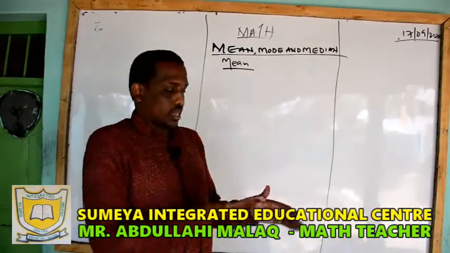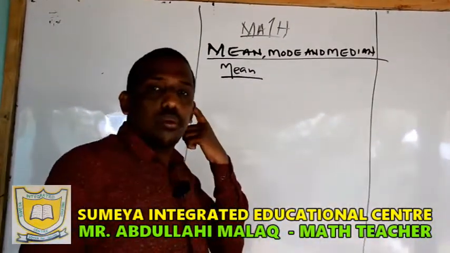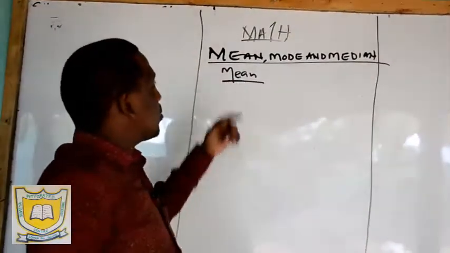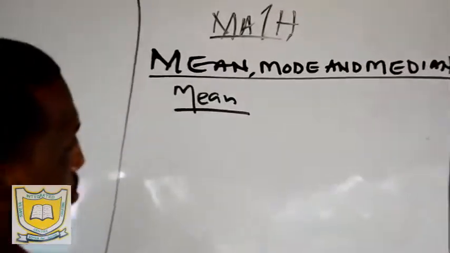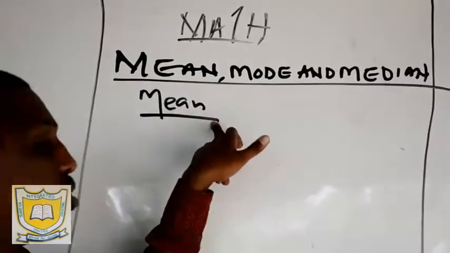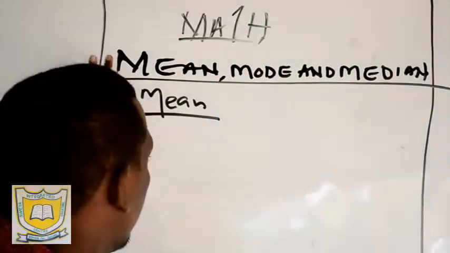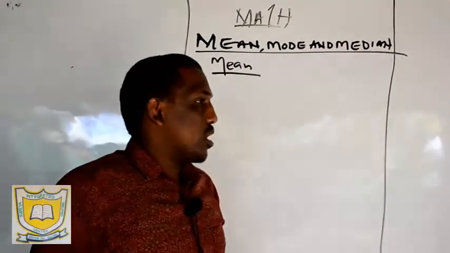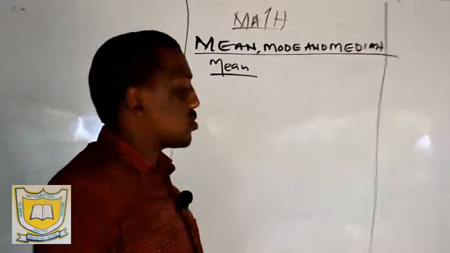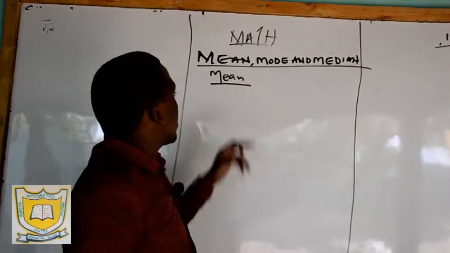Remember, in our last lesson we did pie charts, and today we shall be starting on mean, mode, and median. The first thing we shall be tackling will be the mean. The mean, which we also call the average, is not something that is complicated.